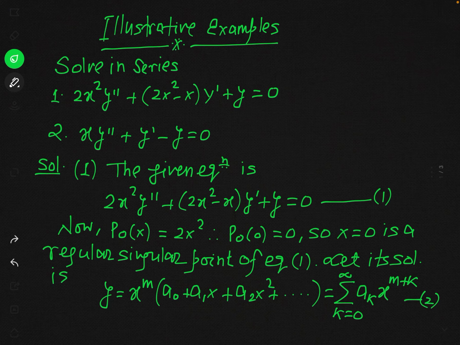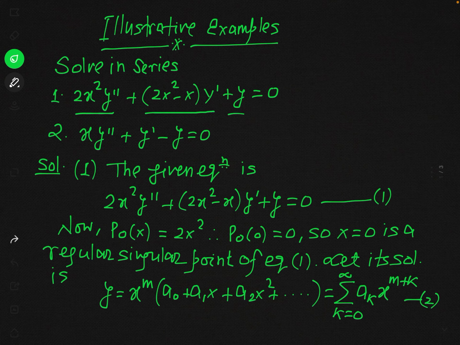So see, I have taken two problems here, and we will solve the first problem first of all. In this first problem, we have to solve in series 2x square y double prime plus (2x square minus x) y prime plus y equal to 0.